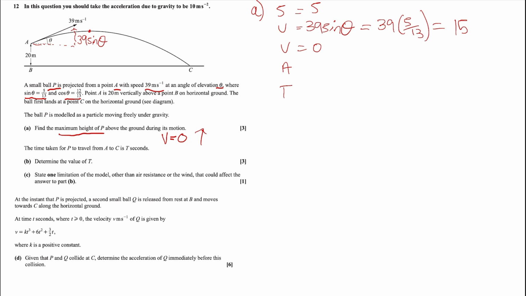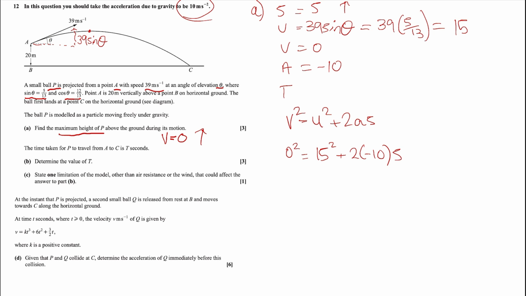Finally, we know the acceleration. So the acceleration, we're told in the question to use 10. Because we are resolving upwards, we use negative 10. Okay, brilliant. So, which equation doesn't involve t? Well, that's v squared is u squared plus 2as. So 0 squared is 15 squared plus 2, lots of negative 10, lots of s. And rearranging this, we get that s equals 15 squared divided by 20.